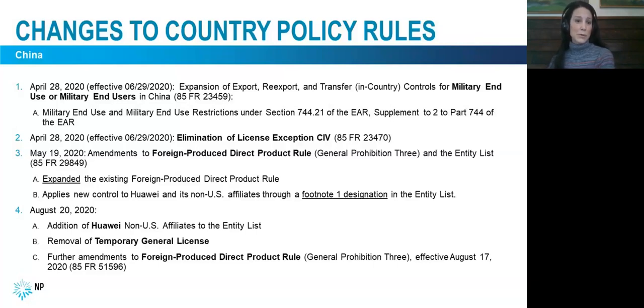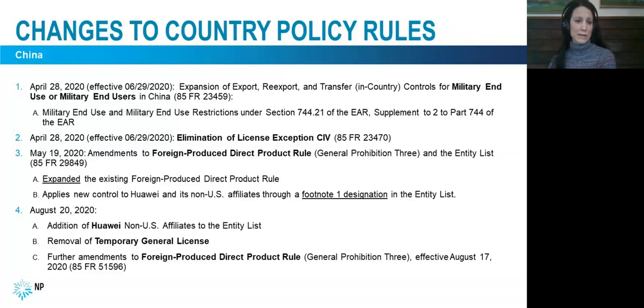So that was 744.21. I spent some time on that because it is one of the key changes, and it's not going to get better. And I mentioned it again for Russia and for Venezuela, but that is, again, a key development under the EAR that has kept many of us really scratching our heads.